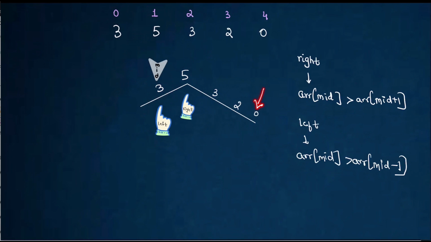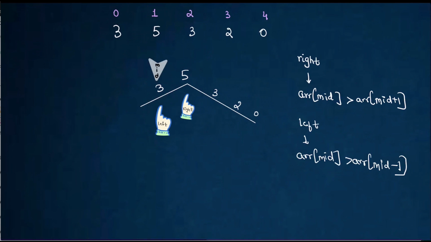Let's say this was our mid. If array of mid is greater than array of mid plus 1, we are comparing this element to mid plus 1. What if this element doesn't exist? Then this program doesn't work. So that's the edge case here, which I ran into as well. So how do we deal with this?